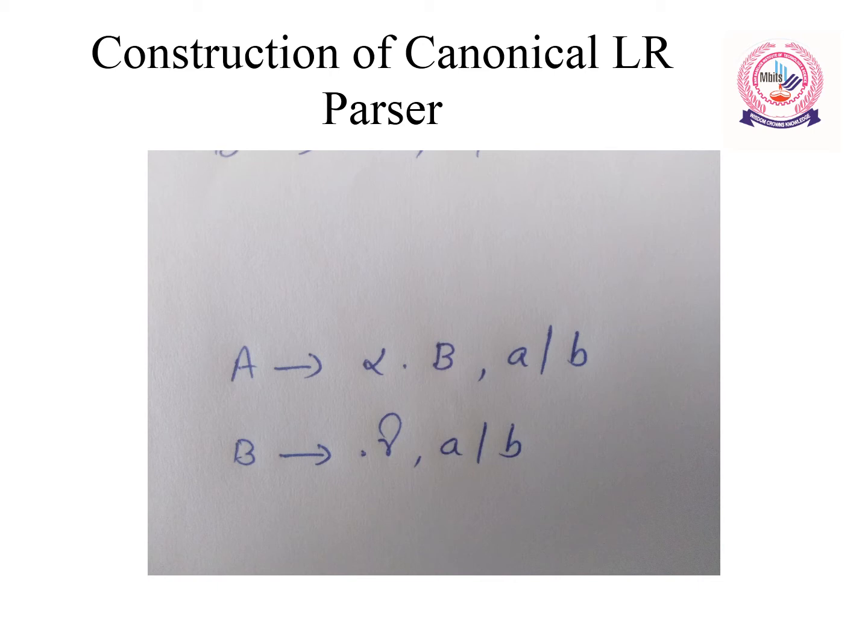So what is the second symbol that comes after B? The second symbol that comes after B is either a or b. So what is first of a? First of a is a itself because it is a terminal symbol. What is first of b? First of b is the same, because it is also a terminal symbol. So we can write lookahead a or b corresponding to the production B gives dot gamma.